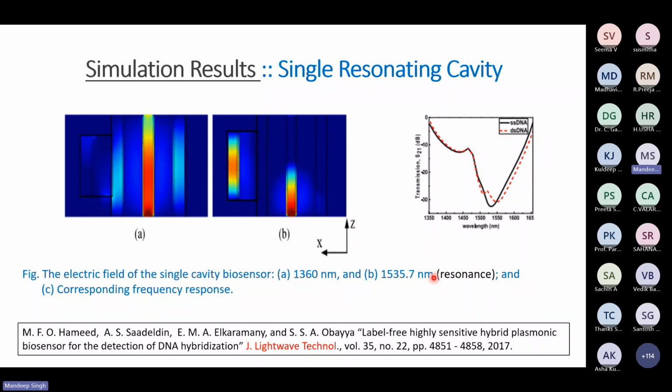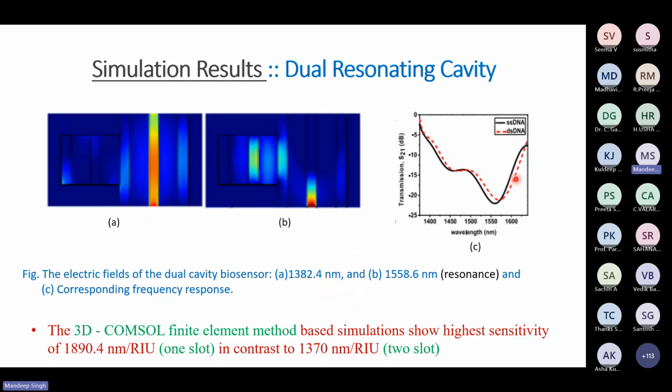So at nearly 1535.7 nanometer, resonance is there. So we can say it confirms both the frequency response and the mode analysis. Once it is done, we can calculate various parameters like figure of merit and Q factor for this design.